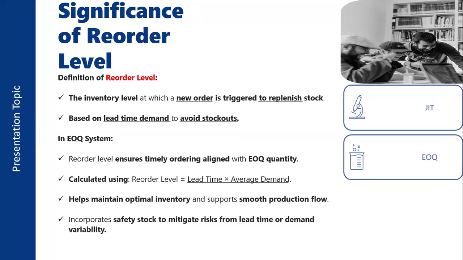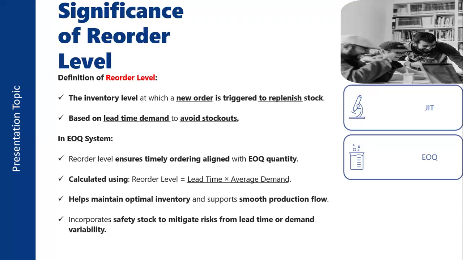Now again, we will see this aspect from both angles, that is EOQ and JIT, and then we will combine that towards application in company-based production. So EOQ basically ensures timely ordering alignment for quantity basis. Now the formula goes like this: lead time into average demand is known as reorder level, which helps to maintain optimum inventory level for, again, smooth production flow.